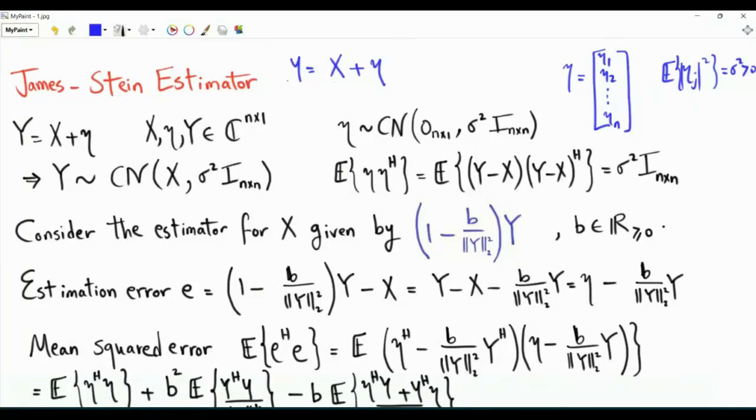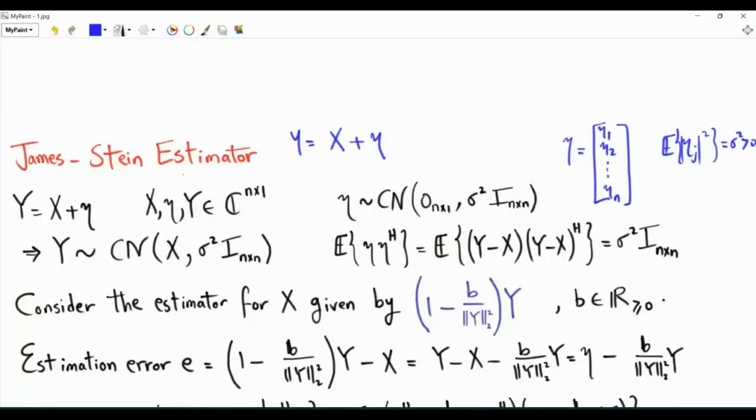Eta is added to x to give us vector y. X is an unknown vector. Y, we can think of it as the observation vector, and it is a complex valued, circularly symmetric Gaussian vector with a mean vector x, and the covariance matrix is the same as the covariance matrix of eta. So also the covariance matrix of y is sigma squared times the identity matrix. Given y, what is an estimate for x?